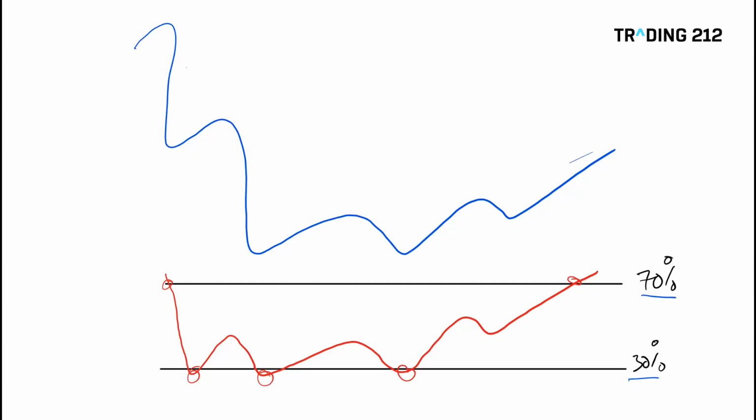So a very simplistic approach. People will look to be buyers of the market when it dips below oversold, and sellers of the market when it dips above overbought. So there's a simple explanation of how oscillators work.